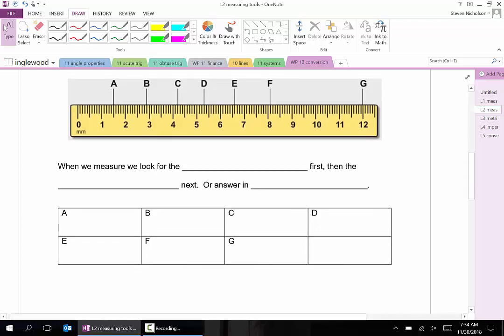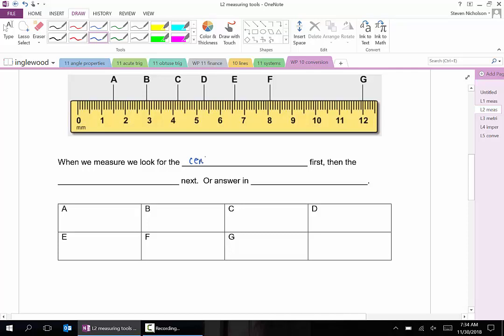When we're using a ruler, we're going to look for the centimeter unit first, as a number, and then we're going to look for the millimeter part, which is the in-between, I'll call it. I'll try to use this language consistently, and you'll see how easy it is. If we do that, we're going to answer in centimeters, but we could also answer in millimeters as well. So we'll do a couple of examples of each.